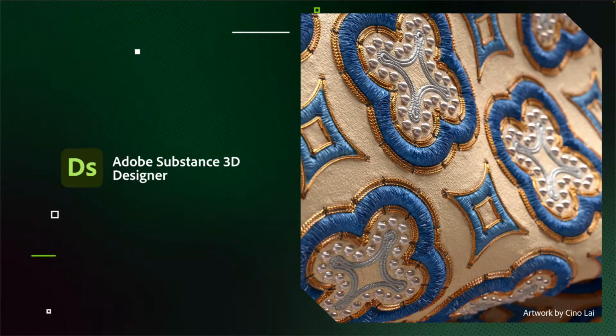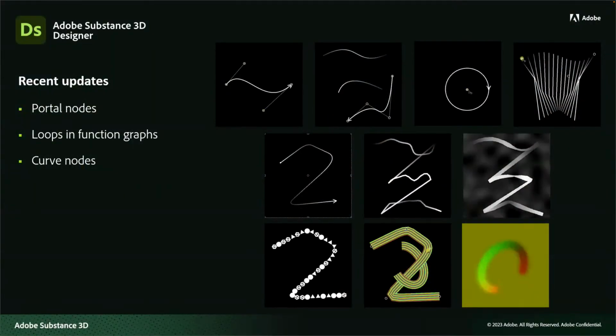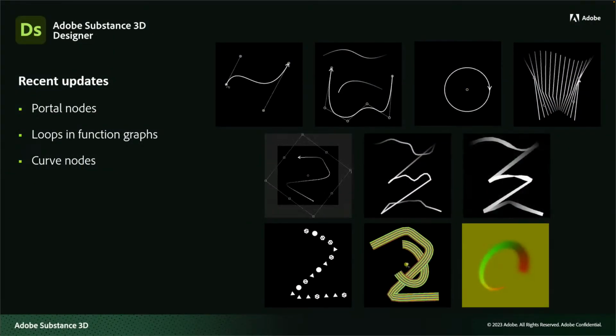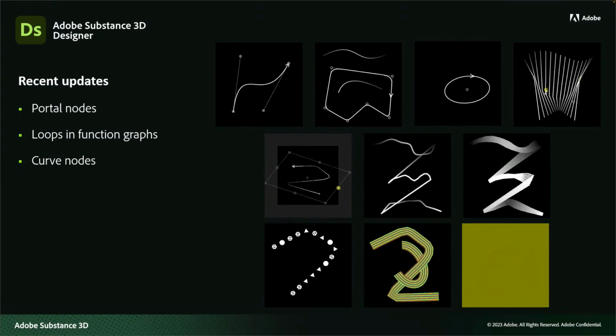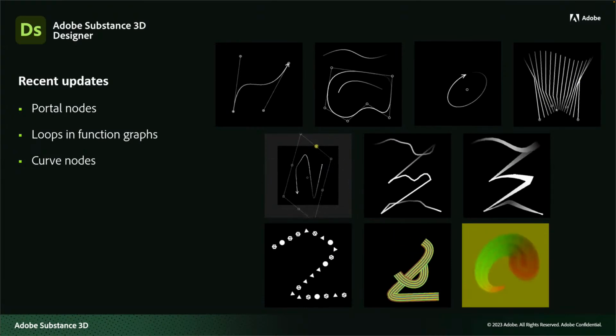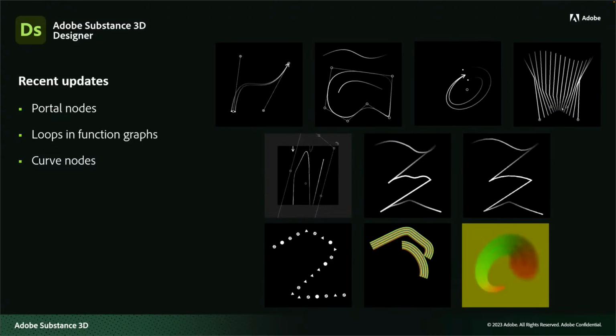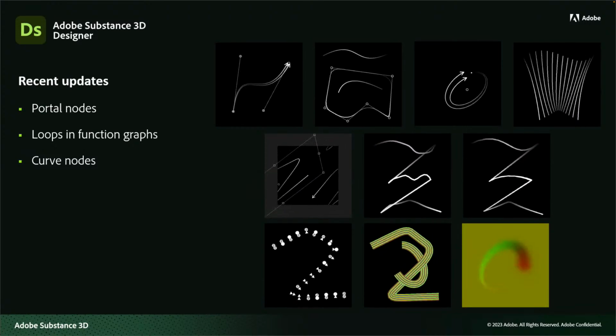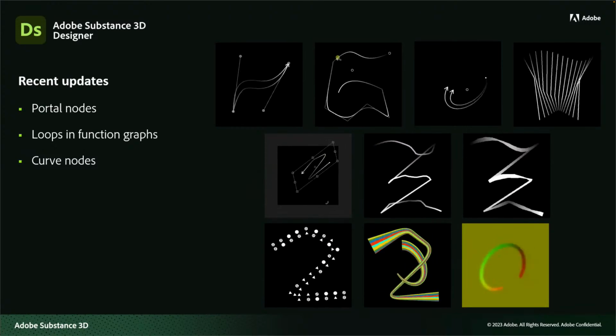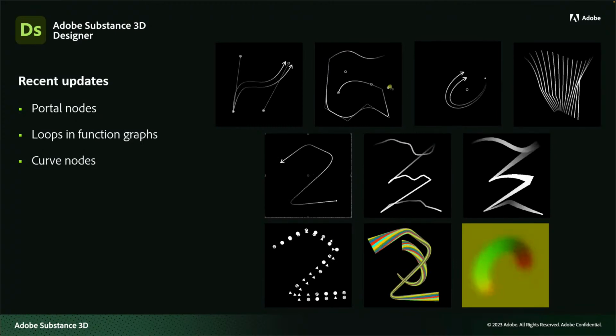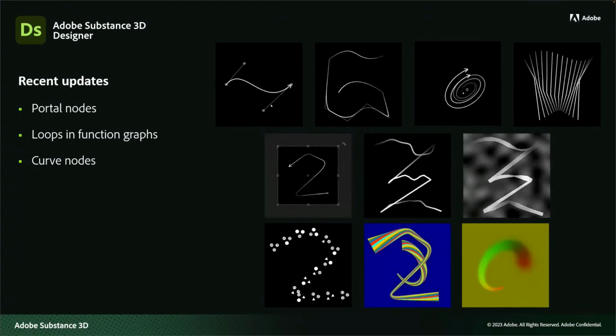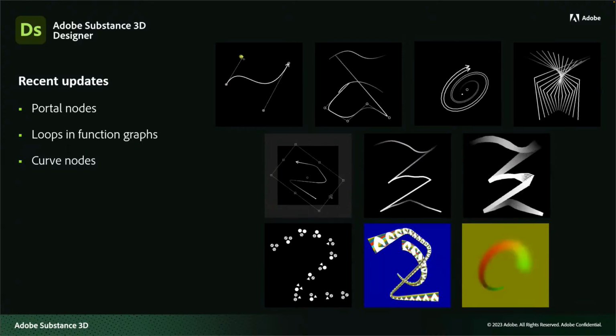And those recent updates allowed us to add portal nodes, loops in function graphs, as well as curve nodes. Oh, can we see the next slide, please? There you go. So the portal nodes allow you to clean up your graph very easily, not have a spaghetti monster all the time, even in complex graphs. And the loops in the function graph allowed us to create that new collection of curve nodes that you can see examples here on the right, that allow a whole lot of new creative possibilities inside of the Designer graphs.